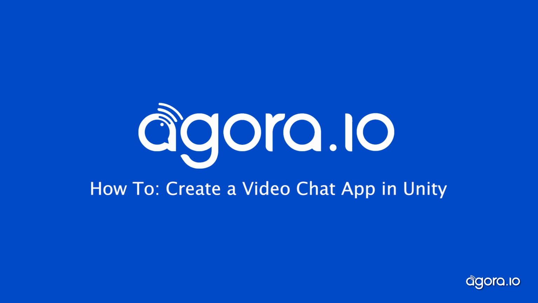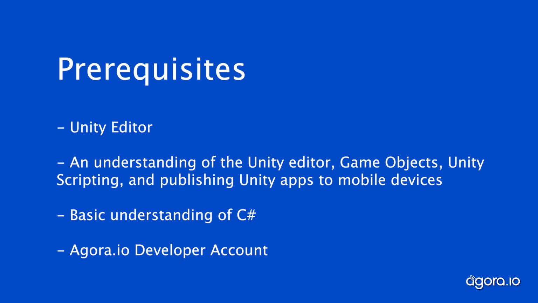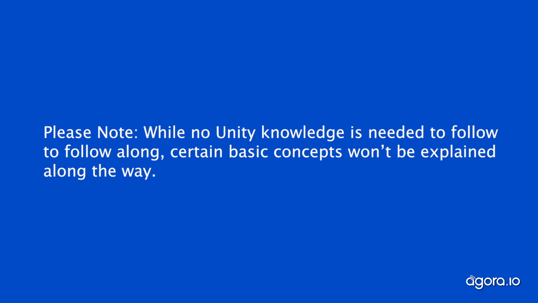Store. In this guide, we'll walk through all the steps you need to build a cross-platform video chat mobile app using Unity. Some prerequisites you will need are the Unity Editor, an understanding of the Unity Editor, game objects, Unity scripting, and publishing Unity apps to mobile devices, a basic understanding of C#, and an Agora.io developer account. Please note, while no Unity knowledge is needed to follow along, certain basic concepts won't be explained along the way.